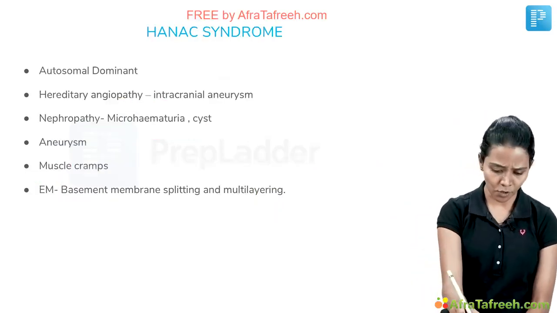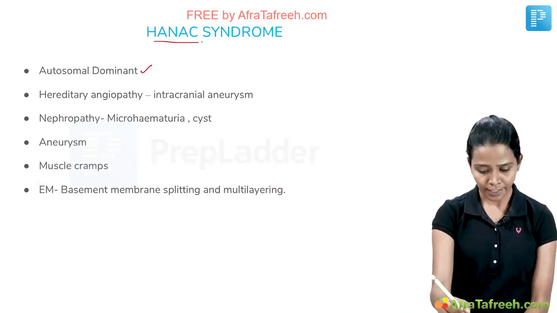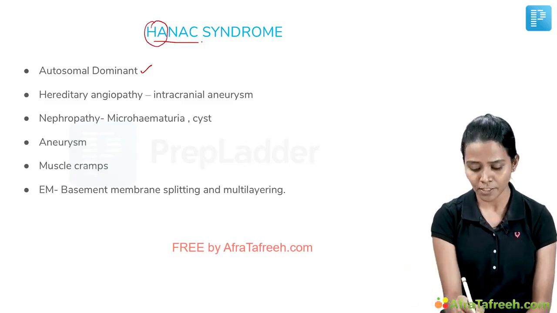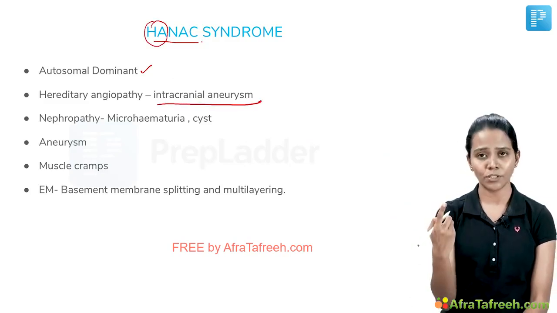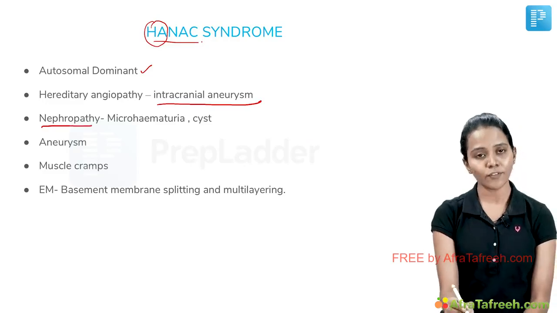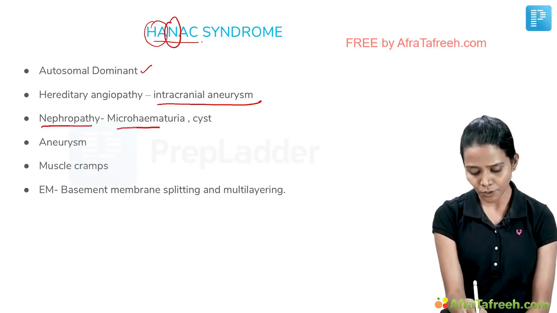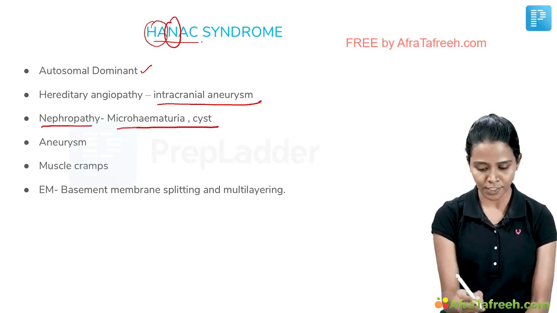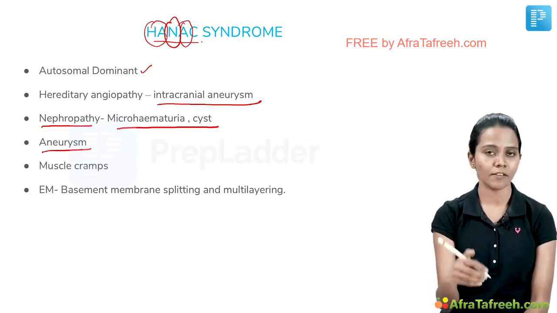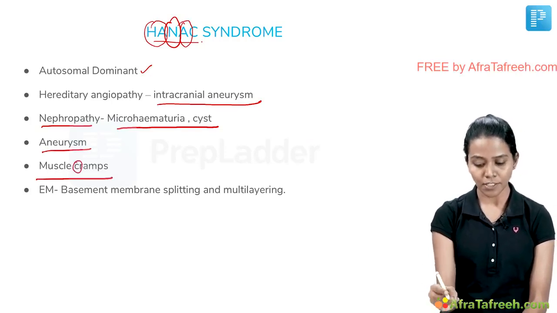So this is the treatment plan of Alport syndrome. Next, coming to the syndrome called HANAC syndrome. It is an autosomal dominant syndrome. HANAC stands for, HA stands for hereditary angiopathy. So hereditary angiopathy means there are going to be intracranial aneurysms and retinal aneurysm. The next is nephropathy, the N, right? So nephropathy is basically that the patient is going to have microhematuria and cysts. Next is aneurysm. Aneurysms can exist in various vessels, and C stands for cramps, okay, muscle cramps.